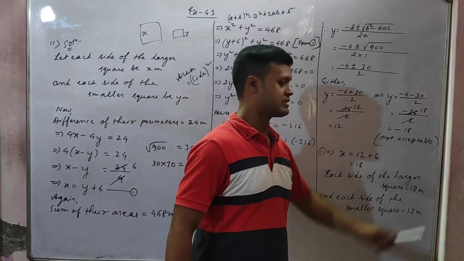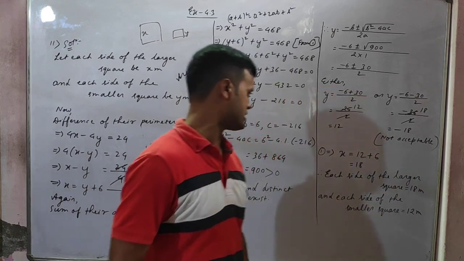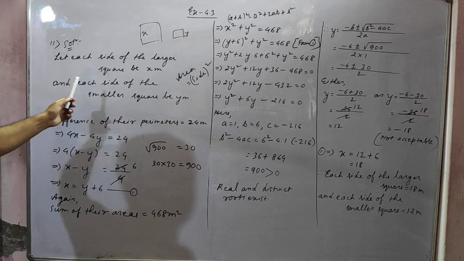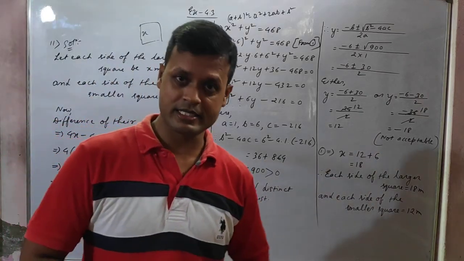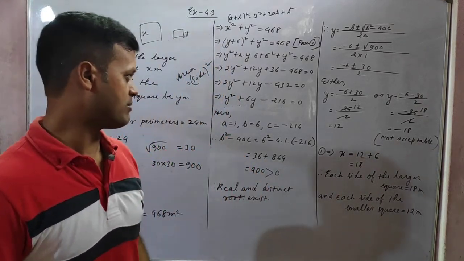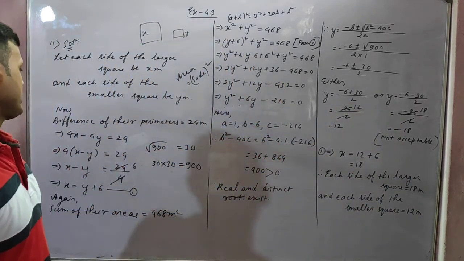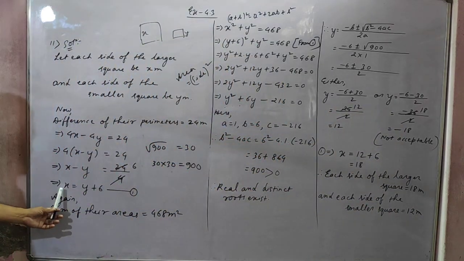With 2 you cancel 36 how many times? 18 times. So that is minus 18. Now minus 18 is not acceptable, isn't it? Can the side of a square be minus 18? No. So minus 18 is not acceptable. Therefore we take only the positive value in this equation, this equation I am talking about.